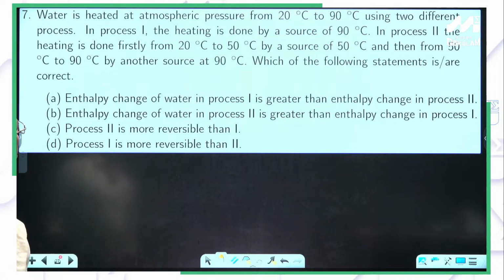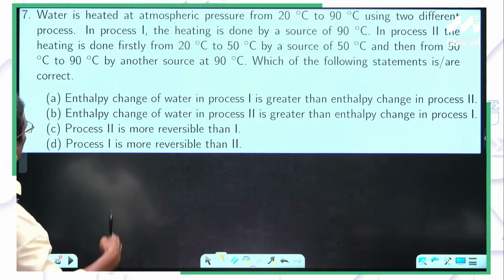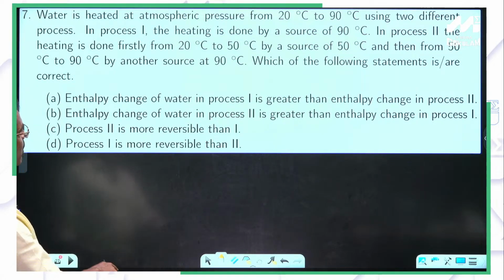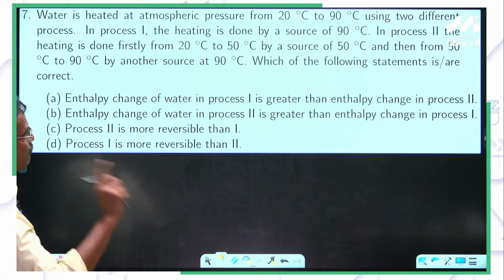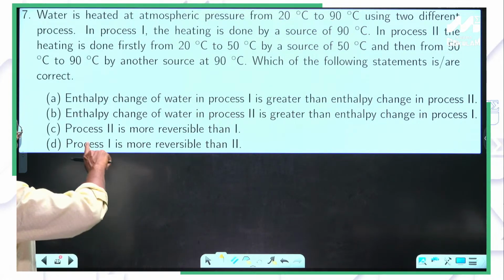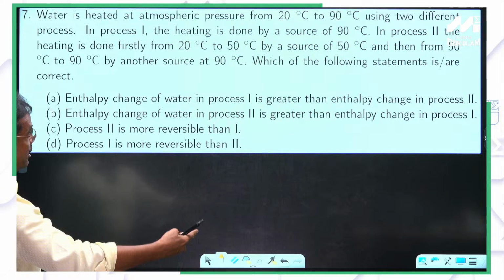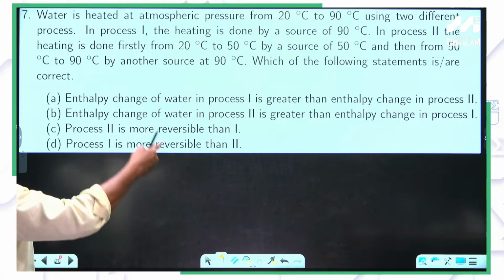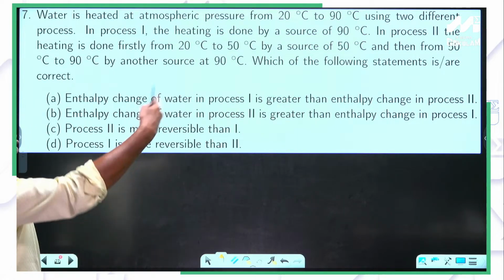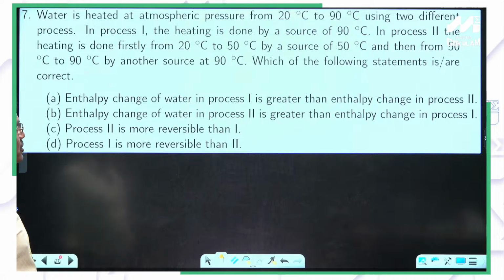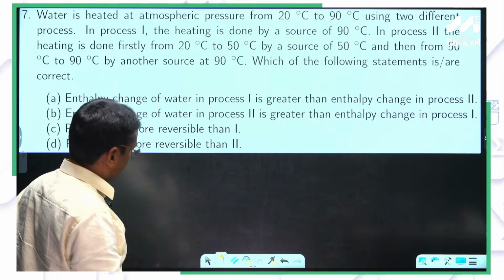Water is heated at atmospheric pressure from 20 to 90 using two different processes. In process 1, heating is done by a source at 90. In process 2, heating is done from 20 to 50 by a source at 50, and then from 50 to 90 by another source at 90 degrees Celsius. Which of the following is correct?